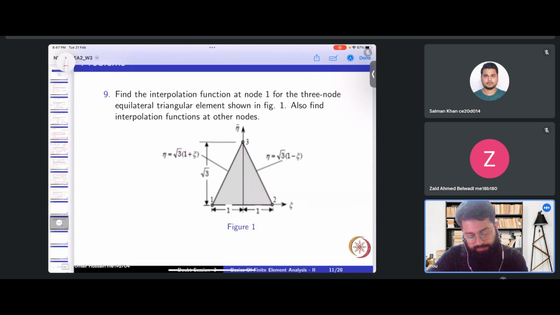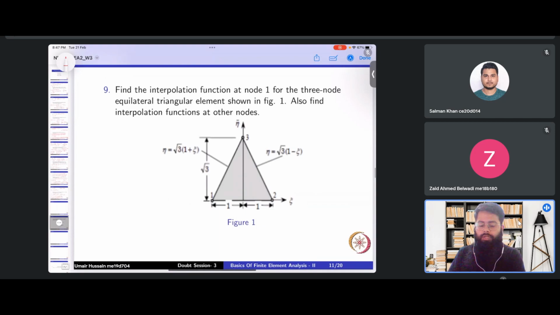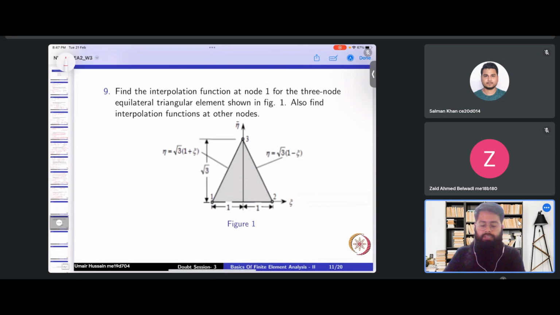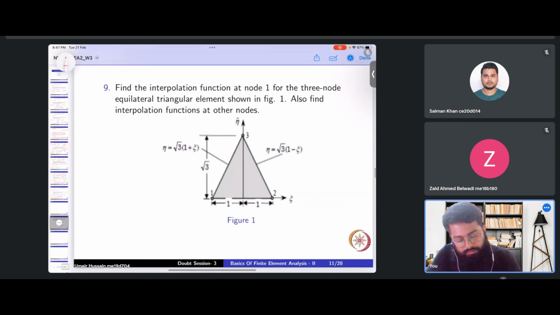Okay, so we're given a triangular element here, and we're given the equations of the lines of the triangle, and we need to find the interpolation function of this triangle. So I think in the lectures so far we have not looked much into 2D problems. But this is a 2D problem, however the concepts are all the same that we discussed in the class so far. So we need to find the shape function at node 1, right? The interpolation function psi 1.